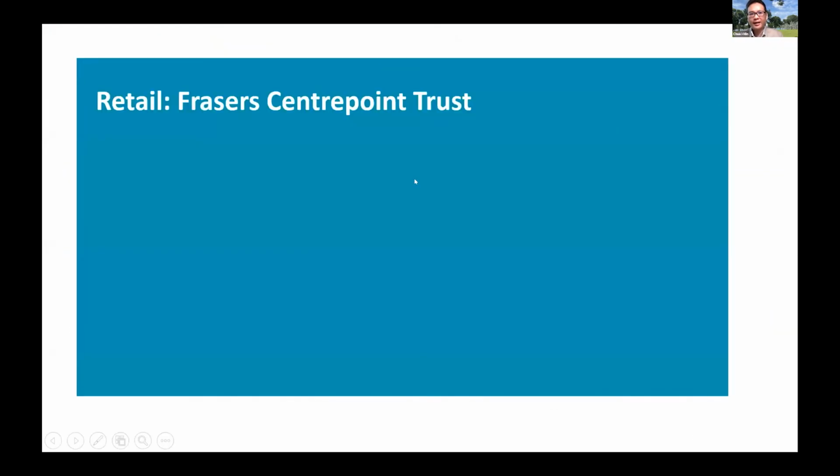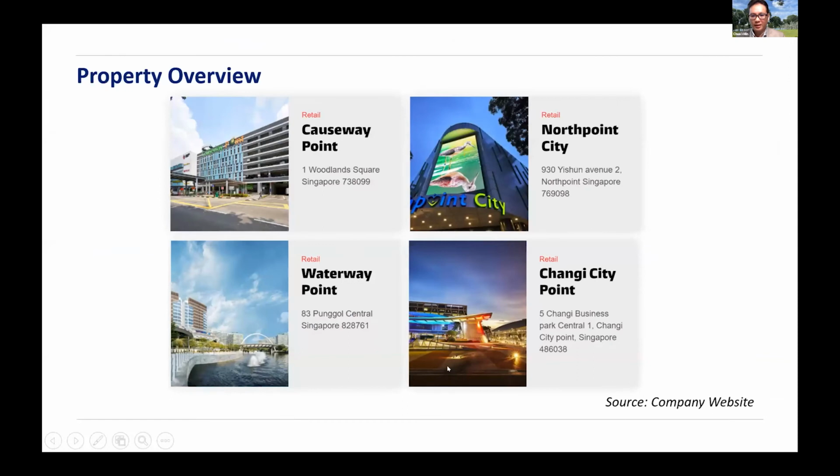Okay, now let's take a look at a retail REIT. So retail mall REIT. So we look at Frasers Centrepoint Trust. These are some of the properties that are within this trust. If you buy this REIT, you'll be an owner of all these properties. Okay, so very interesting. We already call this all the point.